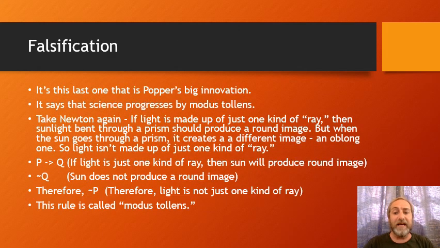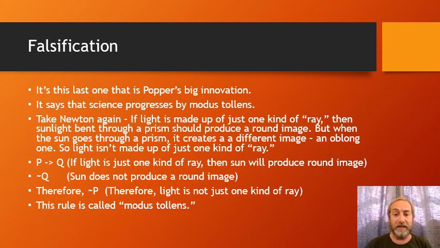Okay, so falsification is this last thing, right? This is Popper's big innovation. It says science progresses by modus tollens. So again, we have Newton, right? So he says, if light is made up of just one kind of ray, then sunlight bent through a prism should produce a round image. But we find that when the sun goes through a prism, it actually creates a different image, an oblong one, right? A not round one. Therefore, we can conclude that light isn't made up of just one kind of ray.